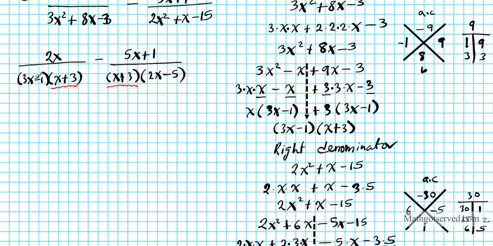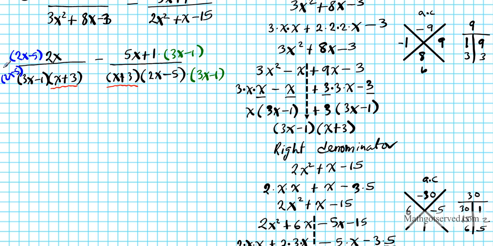This has a 3x minus 1. This needs a 3x minus 1. So we're going to multiply by 1. The variation of 1 we're going to use here is 3x minus 1 over 3x minus 1 on the left side. And on the right side, we need a 2x minus 5. So on the right side, we're going to multiply both numerator and the denominator by a version of 1, namely 2x minus 5 over 2x minus 5.